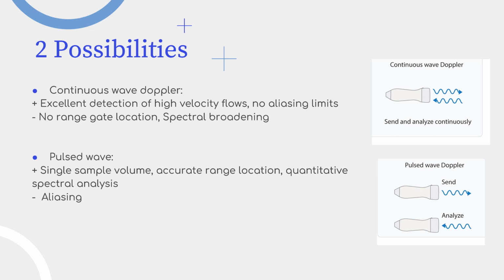Secondly, we can use pulsed wave Doppler. Pulsed wave transducer assembly functions both as a transmitter and a receiver. The receiver gate is set by the user. The upper limit of the Doppler shifts which can be detected by a pulse Doppler system is equal to 1/2 of the number of pulses per second. When this limit is exceeded, aliasing occurs. The advantages of this transducer are a single sample volume, an accurate range location, and a quantitative spectral analysis. The only inconvenient is aliasing.